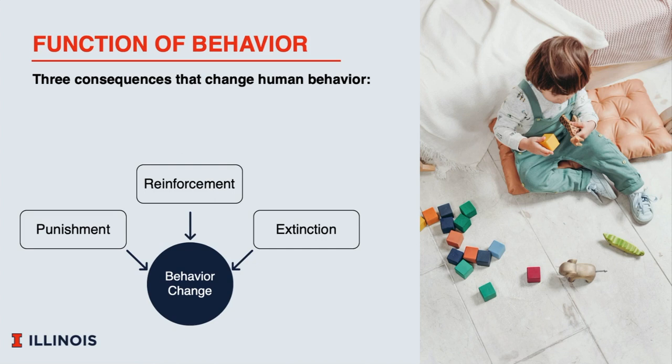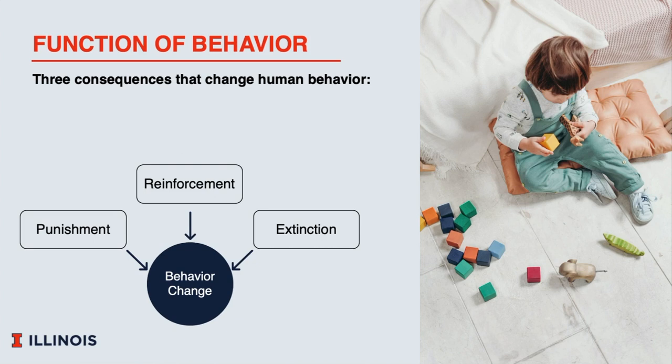The second type of consequence is punishment. Unlike reinforcement, punishment decreases the chances of a behavior from happening again in the future. For example, Suri touches a candle flame and it burns her hand. In the future, Suri is much less likely to touch the fire because she learned from the experience. The burn on her hand was a punishment that decreased the behavior of touching flames.